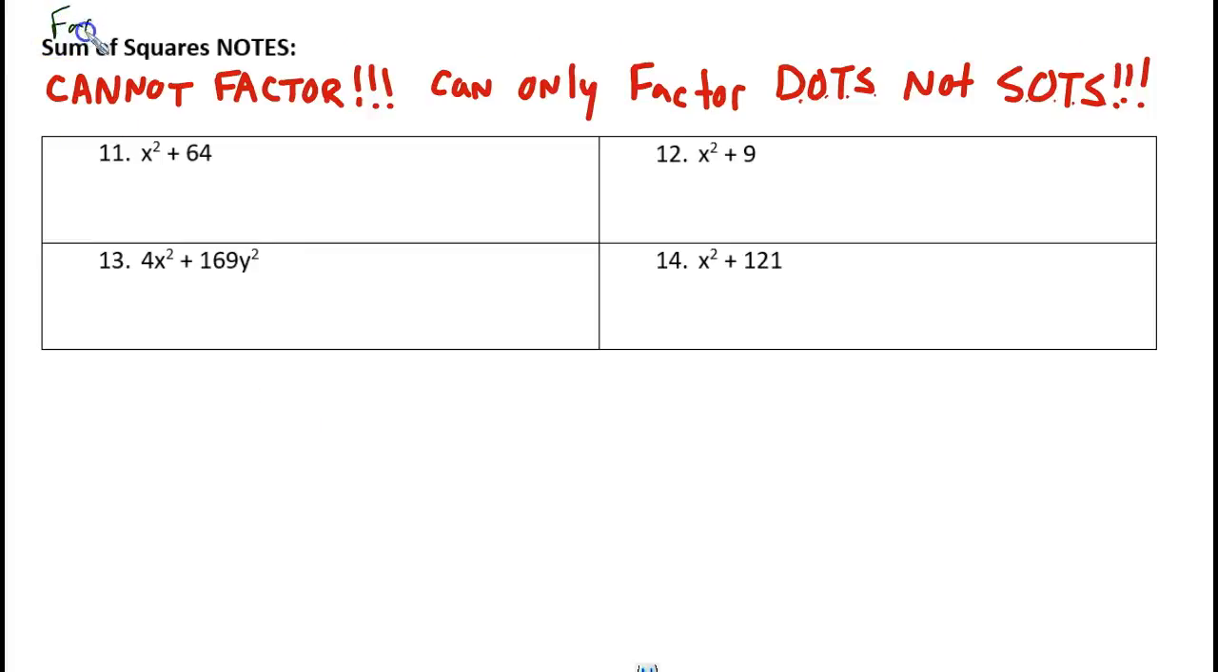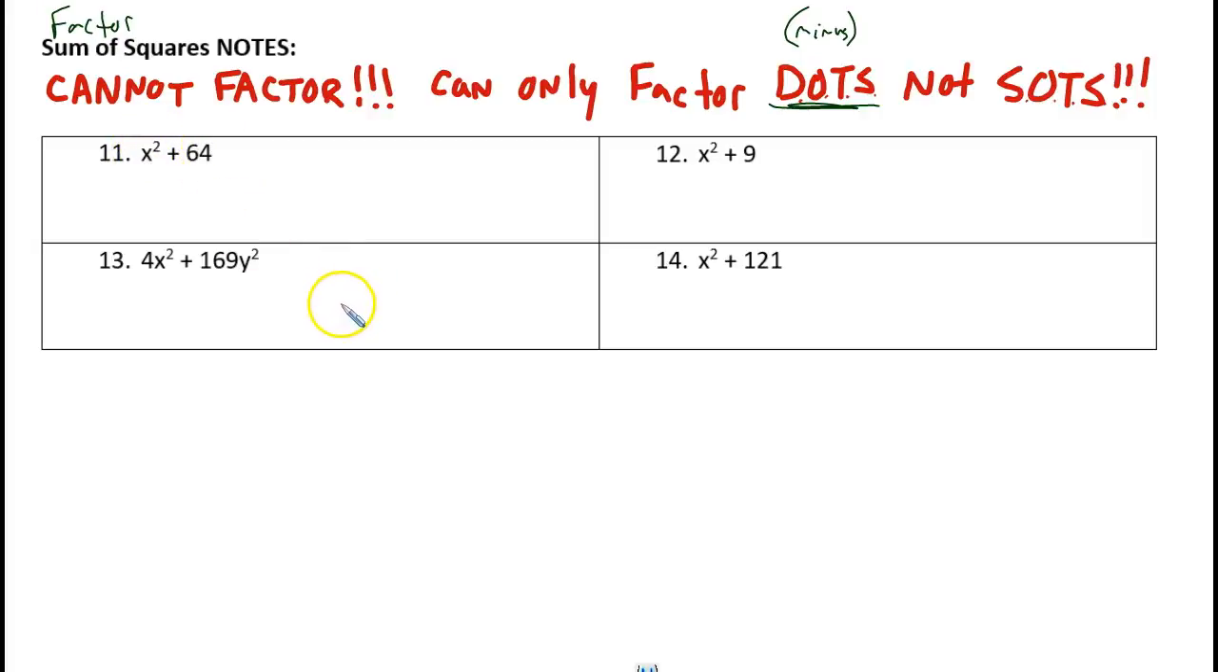First off, when the question asks you to factor and you see a perfect square plus a perfect square, technically speaking, you cannot factor it. So you want to say, oh, this is not a subtraction sign. The difference of two squares is where we have a minus sign, a perfect square minus a perfect square. This is not that. This is a perfect square plus a perfect square.